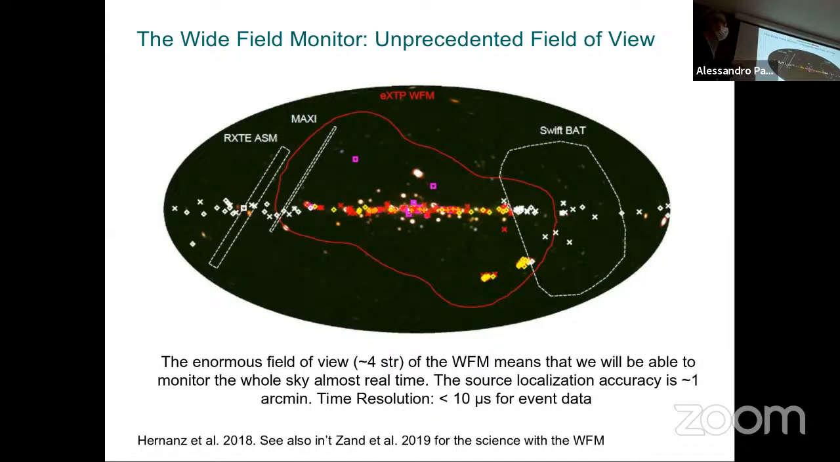There is Swift BAT, which is also flying now, and it has a relatively large field of view, but this is a hard X-ray detector. This is sensitive between 15 and 150 keV. So most of the information that I'm interested in, which is from low mass X-ray binaries, comes mostly below 20, 30 kilo electron volts. And this instrument is also nice because it has a spatial accuracy of 1 arc-minute, which is huge. And the resolution is less than 10 microseconds for events data. So you can do timing with this, just with the wide field monitor.